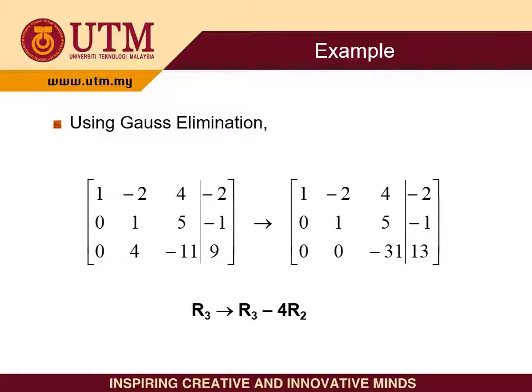This is another example. So in this example, we see they use R3 minus 4R2 to change R3 because they want to make this row 0. Okay, so by doing that, this column, row 3, column 2 here become 0.